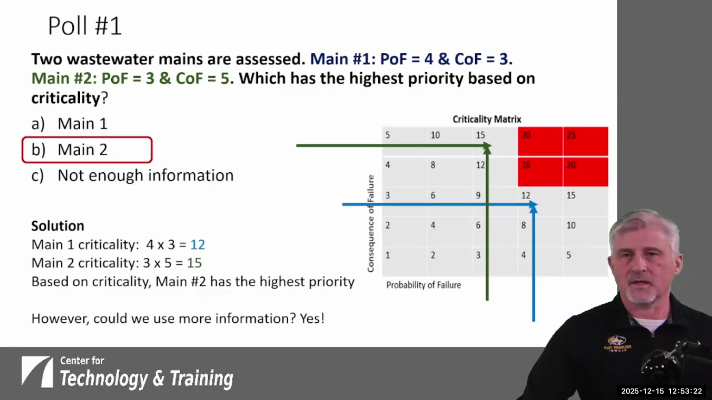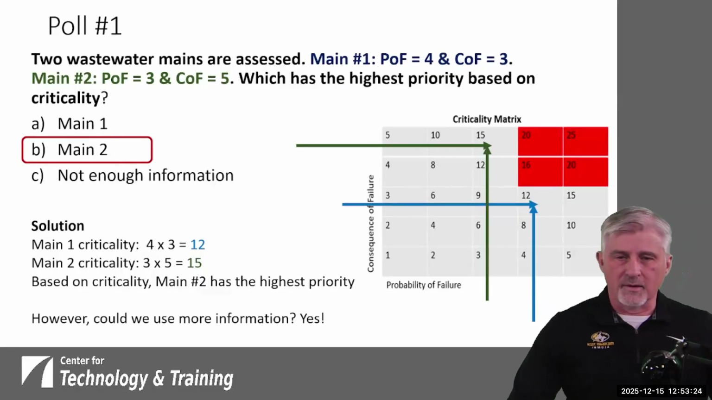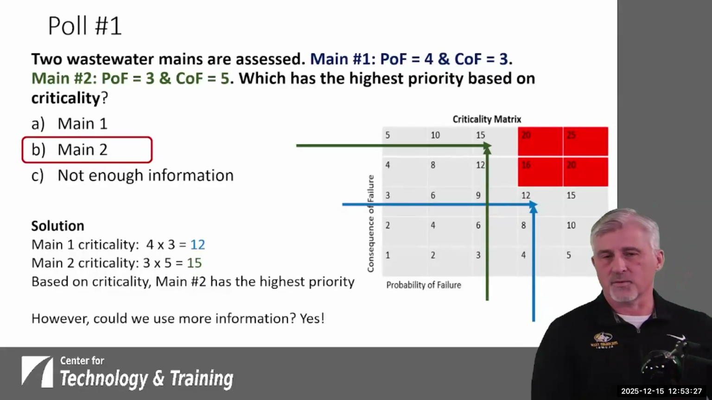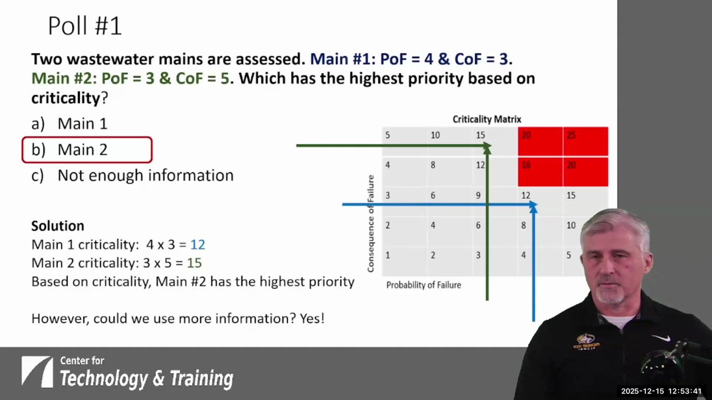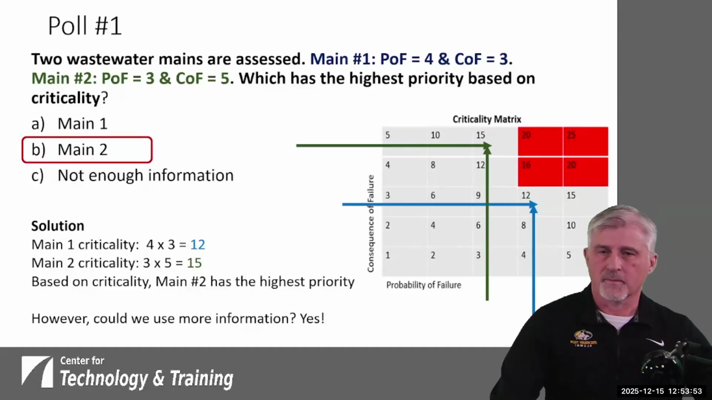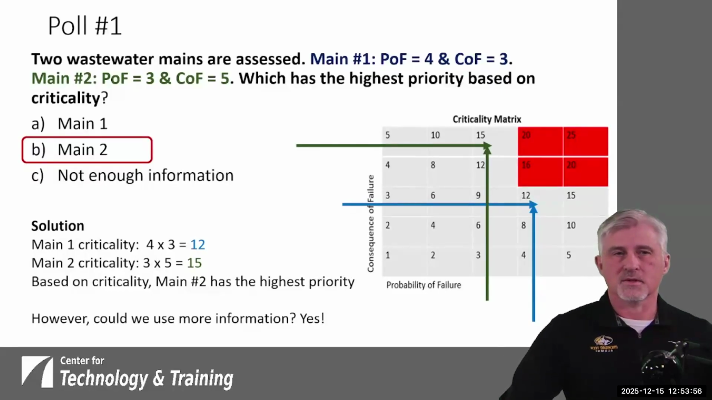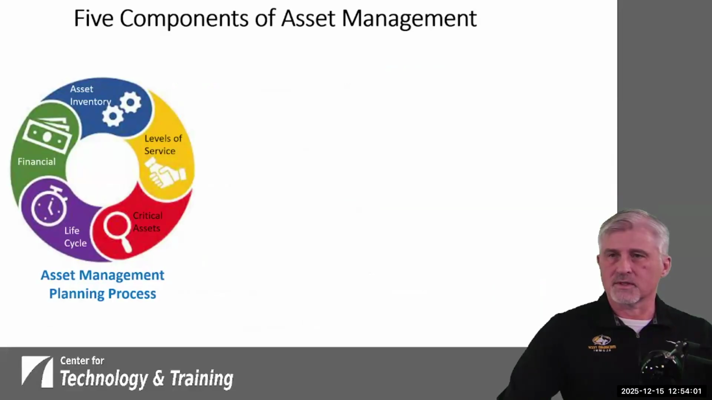One of the things that comes to mind is that when I was dealing with this kind of stuff, quite often we would look at other factors. If you had this situation and, say, the road was going to be rebuilt over Main 1 next year, then maybe that changes your scoring, and you decide that Main 1 has to be done before Main 2, because the last thing you want to do is dig up a new road to replace a main underneath it. So there are other factors that come into play, but in this simplified version, that's what I think you need to make your decisions.